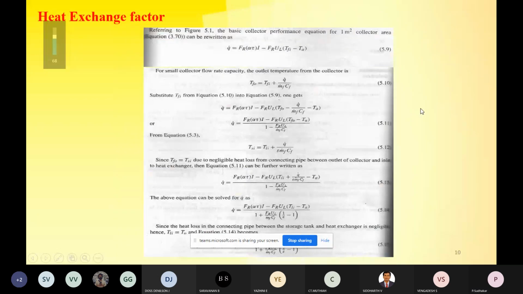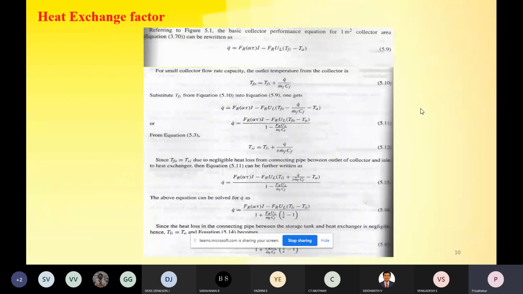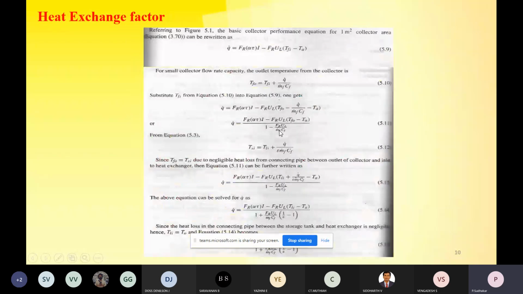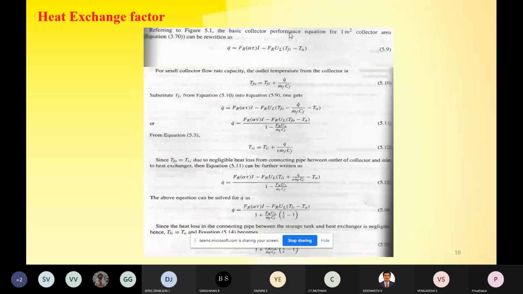Okay. So this is one kind of problem. So next is to find another. This is an equation for finding the heat exchanger factor for winter conditions. So for finding the heat exchanger factor, we will write the equation for heat exchanger factor.